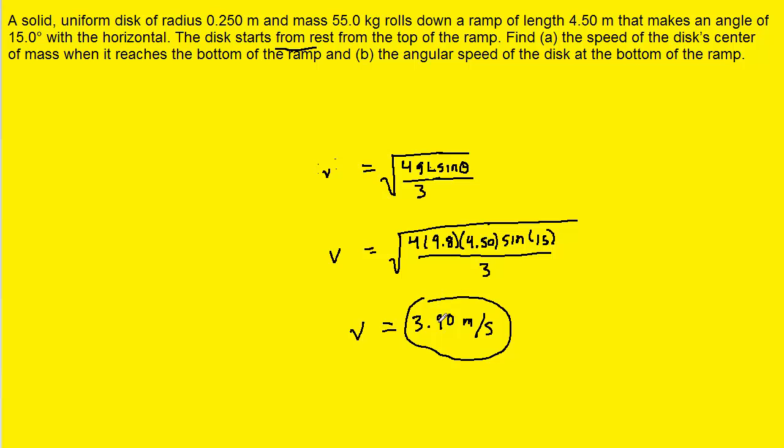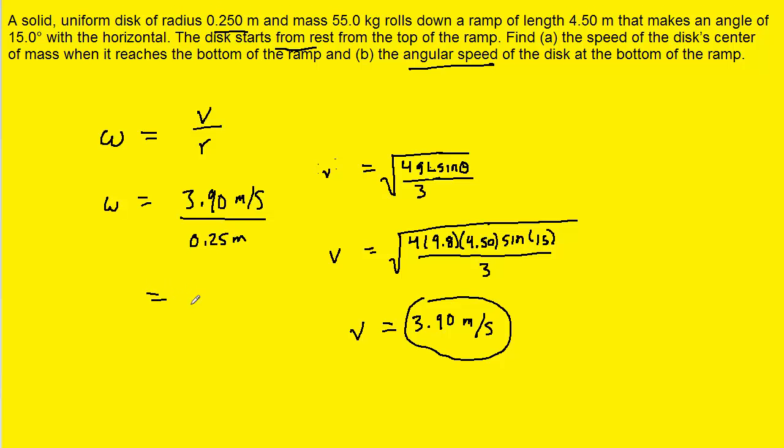For part B, the angular speed, we said earlier that angular speed is equal to translational speed divided by radius. So all we have to do is take the translational speed that we just figured out and divide it by the radius of this disk, which is 0.25 meters. And when we do that, we get about 15.6. The meters will cancel and leave behind just a radian, and then we still have per second there, so it's radians per second. So this is the correct answer to part B.